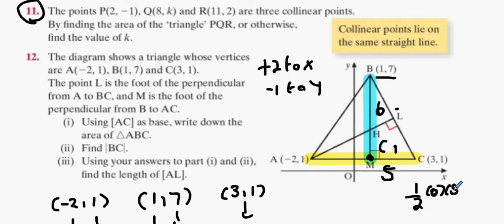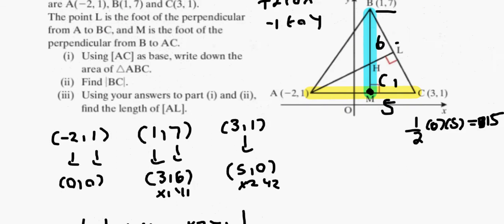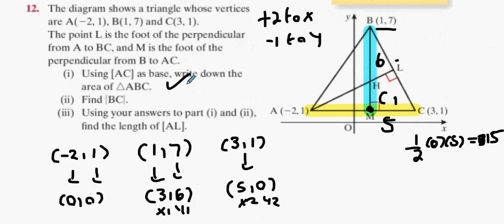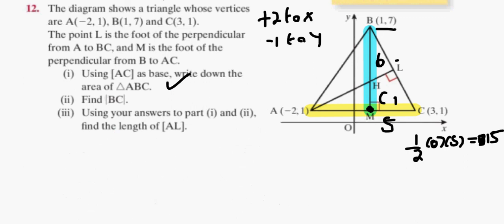Anybody? 15. Is that the same answer we got down here? Which way was faster? The second way, yeah? And the second way was the way they actually asked you to do it. Then I asked you to find the length of B to C. How do you find the length of B to C? Anybody know? Yeah, use the distance formula.